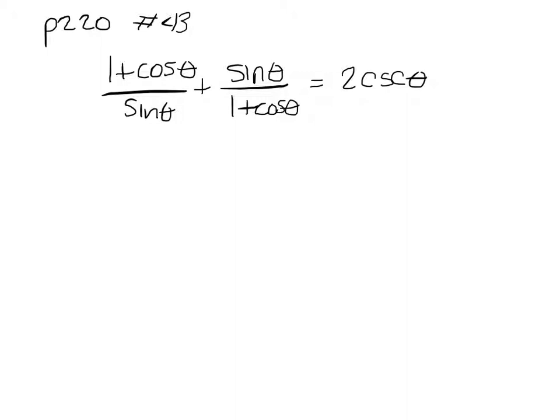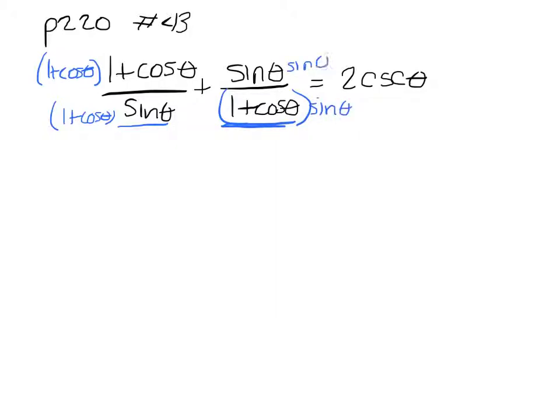Now, my two denominators are sine and 1 plus cosine. So this left one needs 1 plus cosine. So I'm going to take top and bottom and multiply by 1 plus cosine. And then on the other side, this 1 plus cosine needs a sine. So I'm going to multiply top and bottom by sine. Again, I am ignoring this 2 cosecant theta. I'm pretending it doesn't even exist.